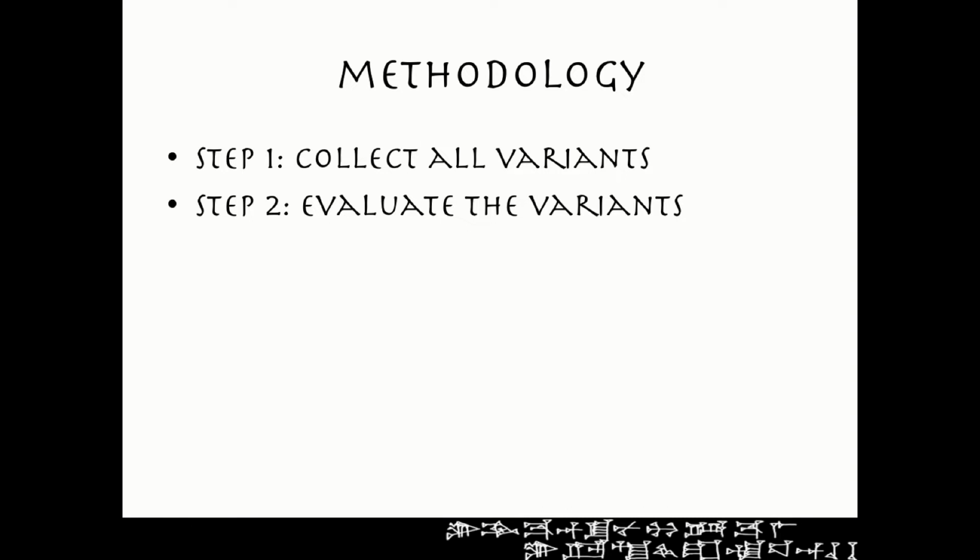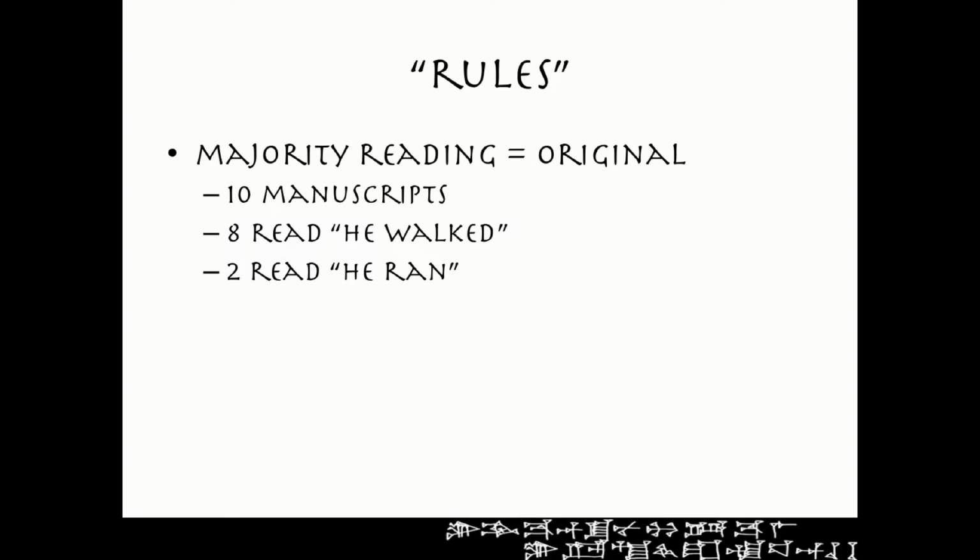So, I want to make it clear that I'm introducing these things. This is in no way completely agreed upon. It's not like there's a rule book that people have. Many people write on textual criticism, but I'm going to, in broad strokes, talk about some of the main ideas when it comes to textual criticism. So, the majority reading equals the original. This is one approach that you can take. If you have 10 manuscripts and 8 of them say he walked and only 2 of them say he ran, you might say, well, 8 of them have he walked, and so that means that the original must have been he walked, not he ran.